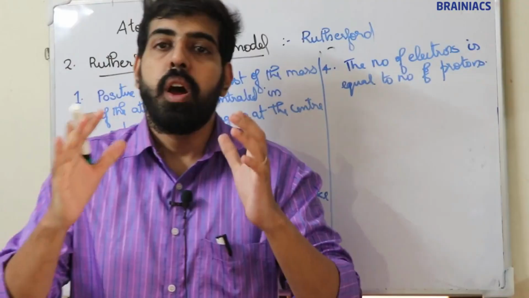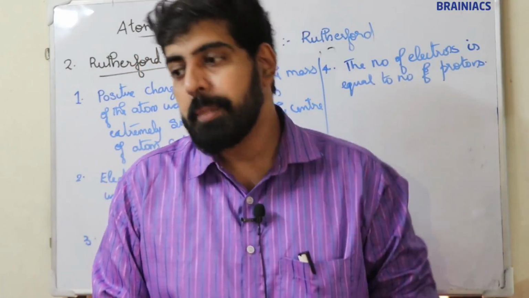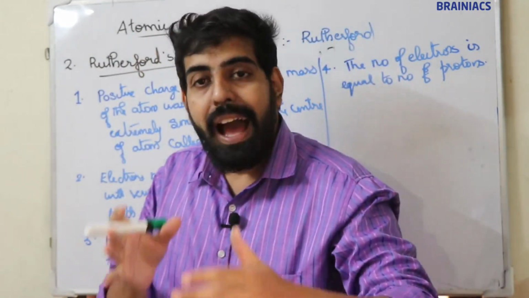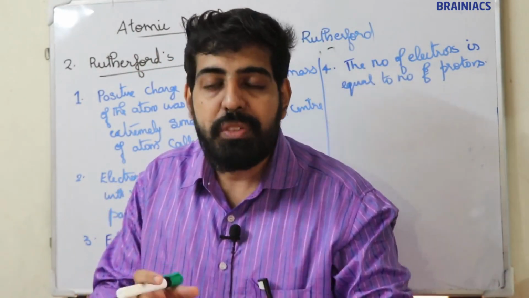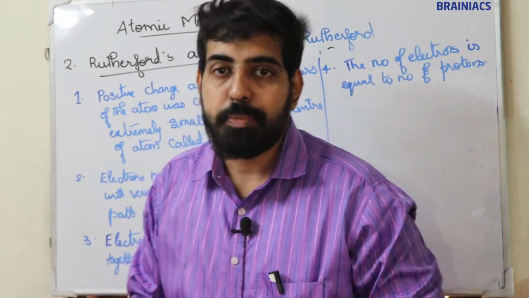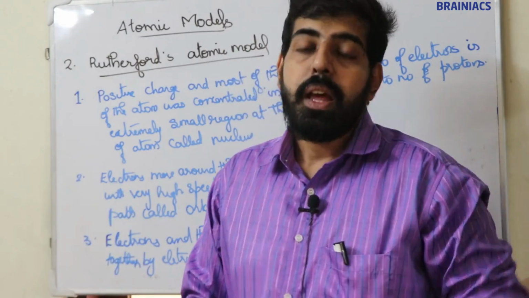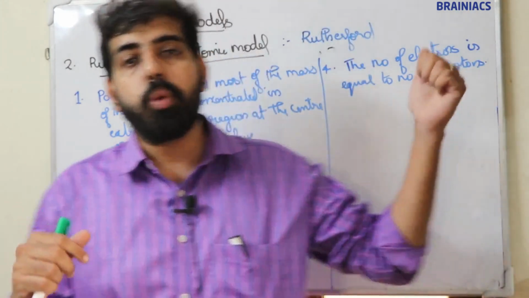I think it's clear. Moving on to the next topic, that is the Rutherford atomic model. From the observations and conclusions of the alpha ray scattering experiment, Rutherford proposed a model. That model is Rutherford's atomic model. The Rutherford atomic model consists of 4 postulates.